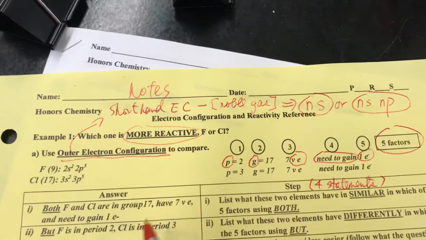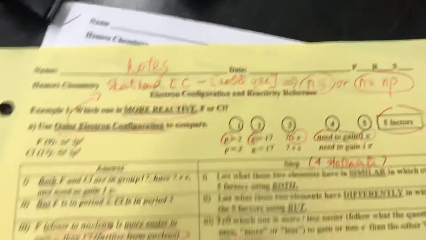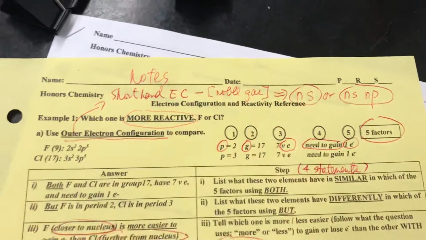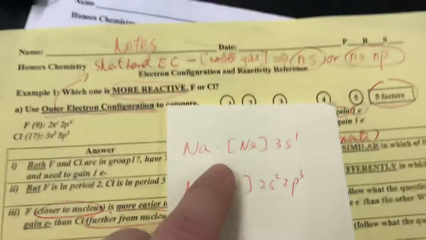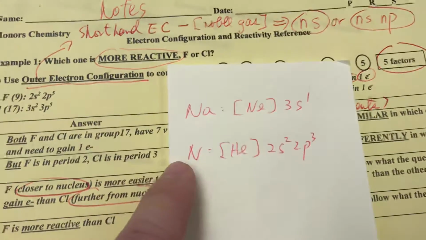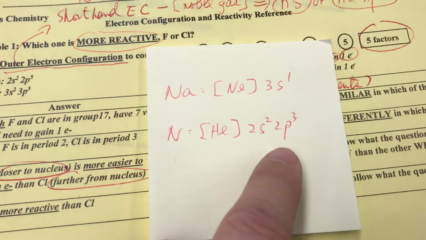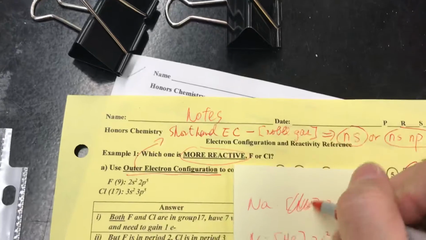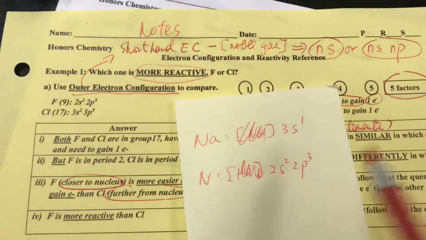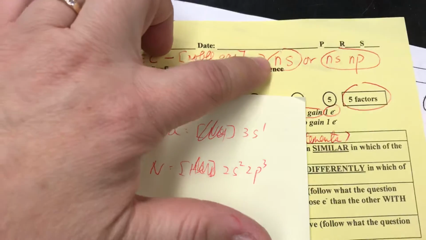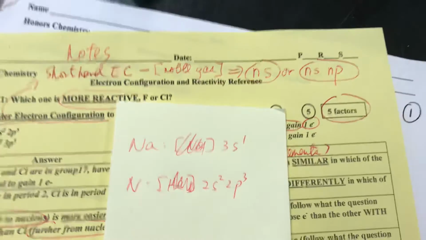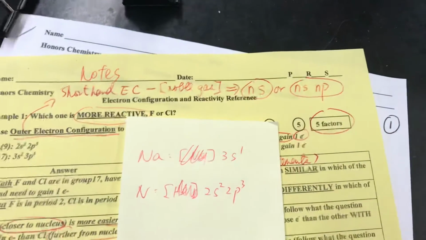Now, first of all, what does outer electron configuration mean? Outer electron configuration is you take the shorthand electron configuration and minus the noble gas. So for example, if I have Na, my shorthand is Ne 3S1, and if I have N, my shorthand is He 2S2 2P3. That's a shorthand. So what is outer is we forget the noble gas. We take away the noble gas. It's the ending. So either we'll have NS if you only have S, or you have NS and P. Now, this worksheet, we only do elements 1 through 20, so you will not see the D block.